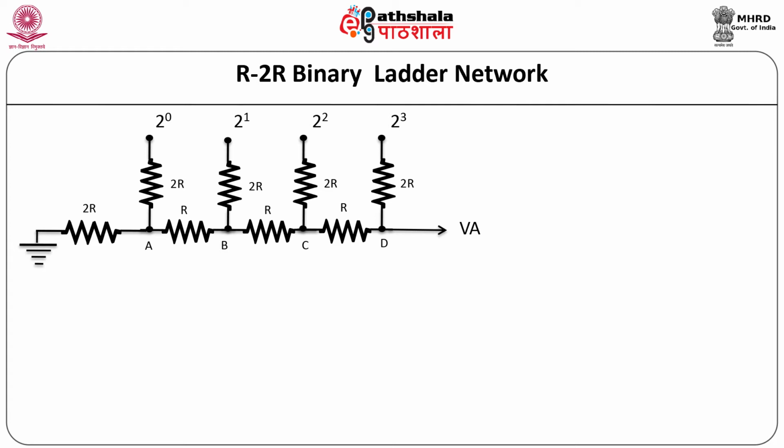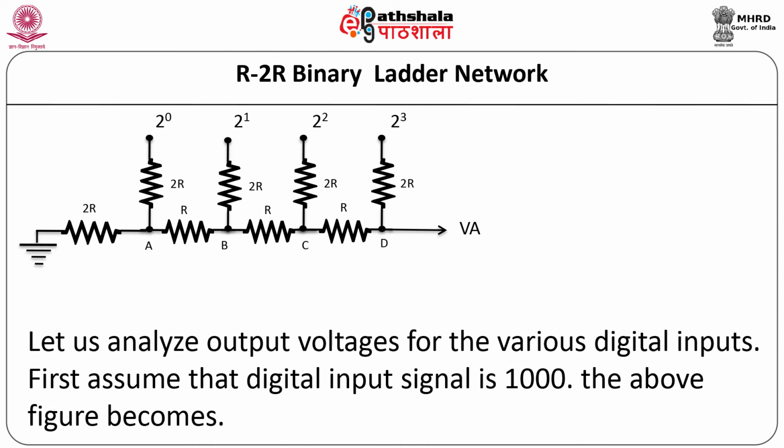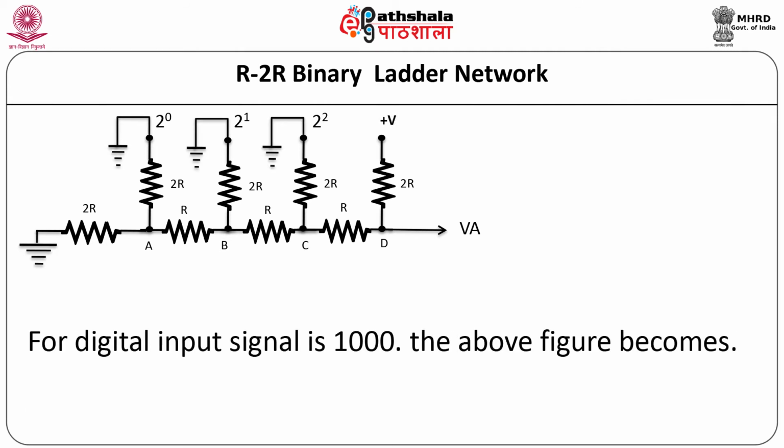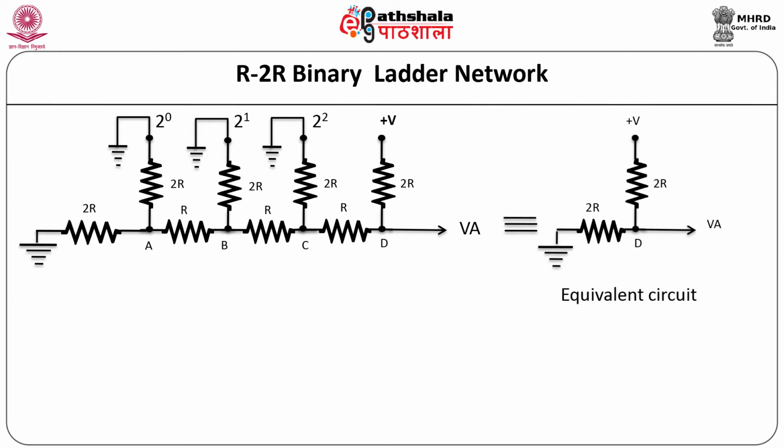To analyze this R to 2R network for various digital inputs, let us assume that the digital input signal is 1 0 0 0, where the MSB bit is 1 and all other bits are 0. The equivalent circuit can be drawn as shown. From the equivalent circuit we can calculate the equivalent analog voltage VA. Since it is a potential divider arrangement with a voltage source plus V, the voltage at point D, which is the analog voltage VA, comes out to be plus V by 2.